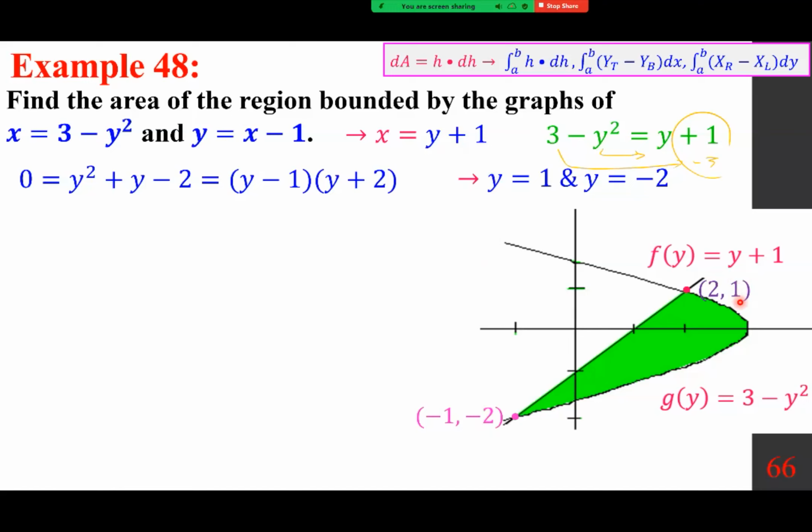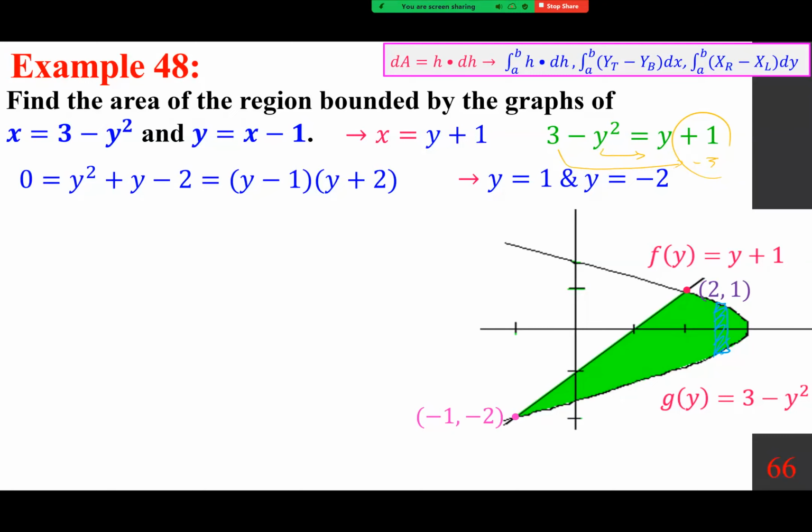And now, which one do we use? I want to make sure everybody understands what's going on. If I draw a vertical increment of area over here, clearly the top is y plus 1 and the bottom is 3 minus y squared. But if I draw it here, what happens? The top and the bottom are the same function. Therefore, I can't use an increment of area which is top to bottom.